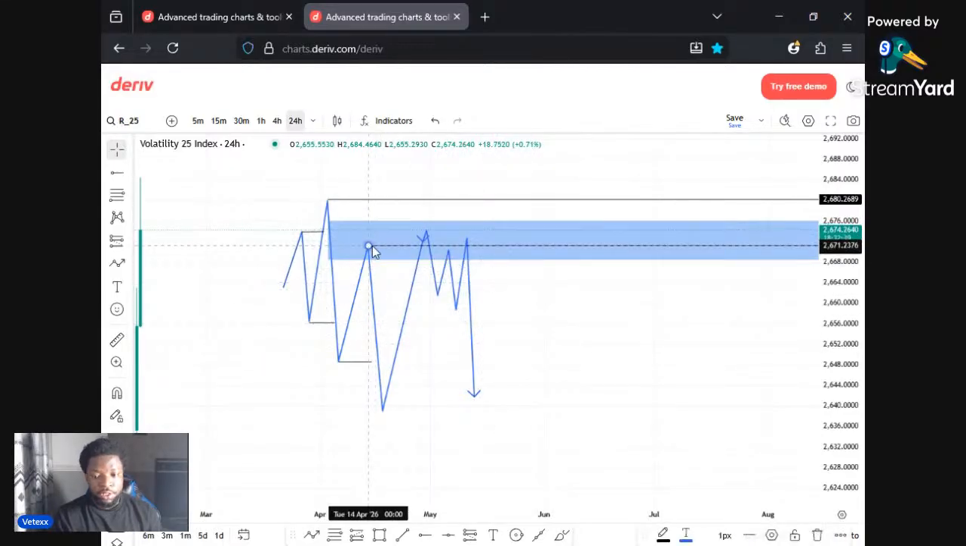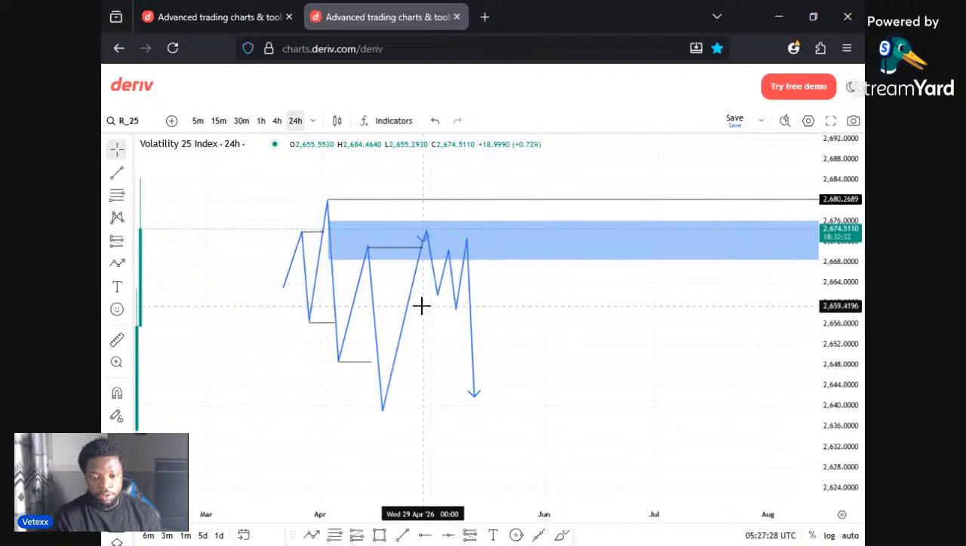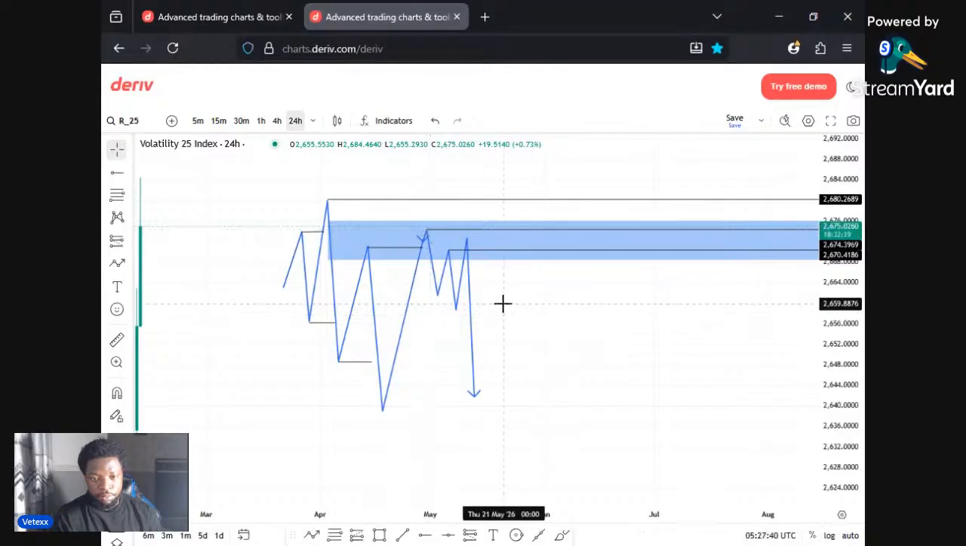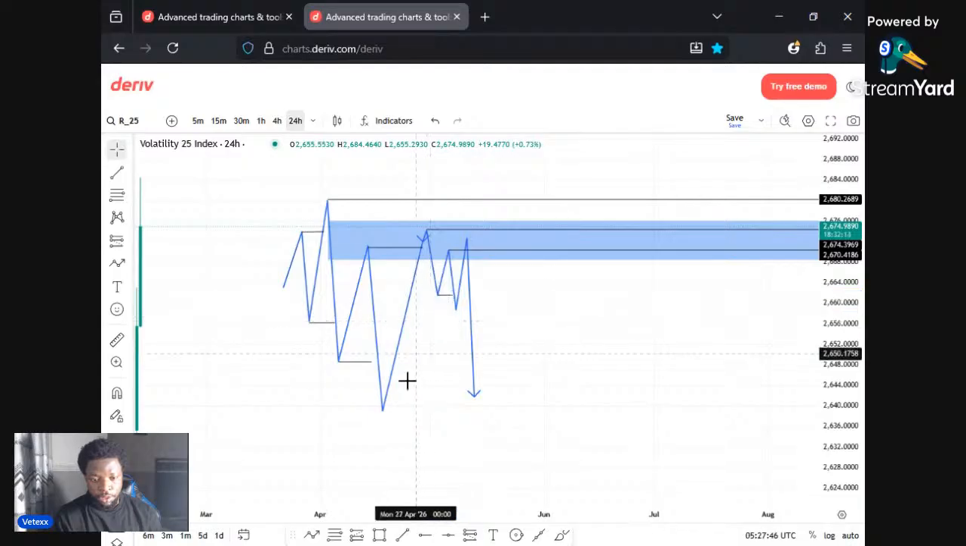So let's take this out. This becomes what? Sweep of liquidity. This becomes what? Structural liquidity. This becomes protected high. This is our first break of structure. And then price taps into this point of interest.